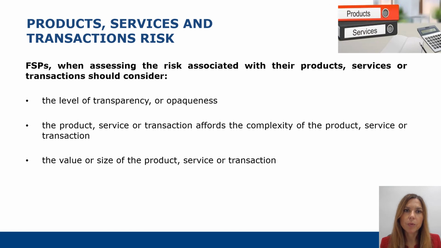Your next consideration will be product, services, and transactions risk. So financial services providers, when assessing the risk associated with this, should consider the level of transparency or opaqueness around the particular product or services or transaction, how complex the product, service, or transaction is going to be, the value or size of the product, services, or transaction. So, for example, you may have products and services in capital markets that are high volume, high frequency, and very complex. This may constitute a risk factor.